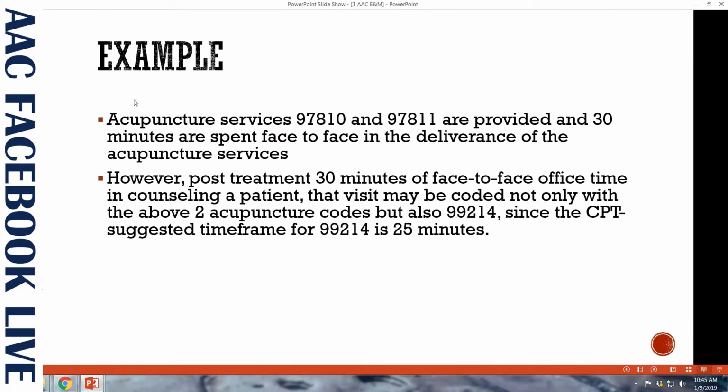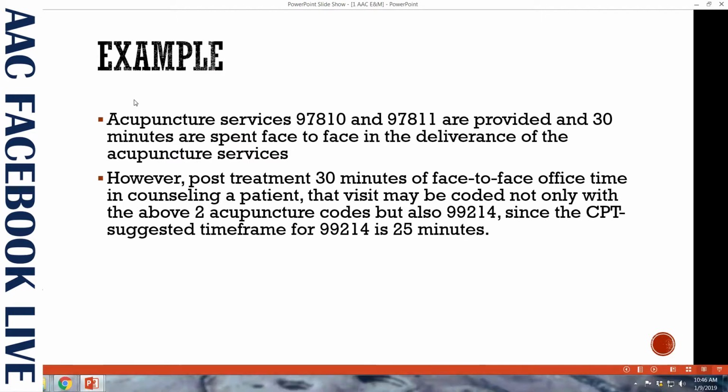But on this visit, post-treatment, you spend an additional 30 minutes face-to-face with the patient counseling them. And again, it could be all those various things. In this instance, because you have spent 50% or at least equal to the acupuncture time counseling, you may bill not only for the acupuncture, but also for an E&M code commensurate with the time.